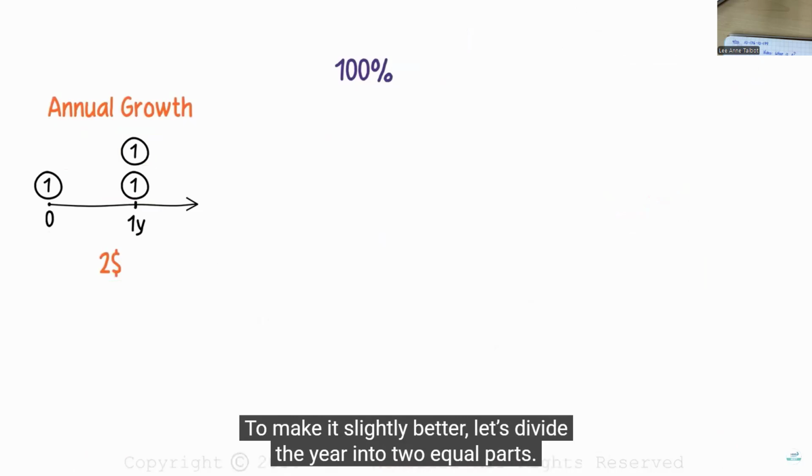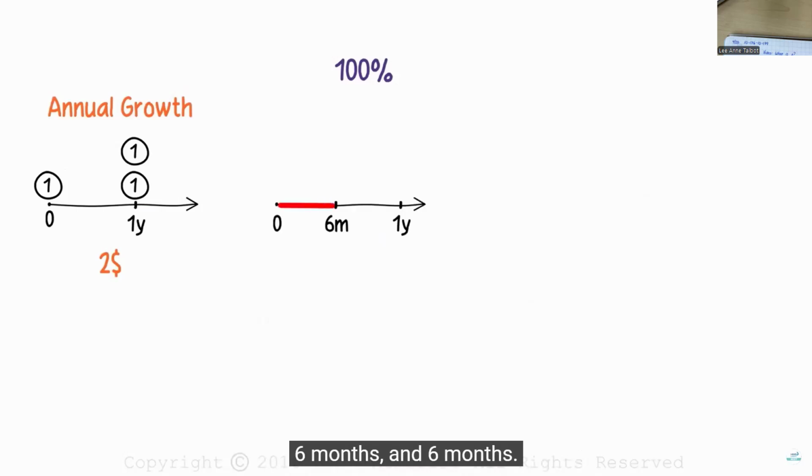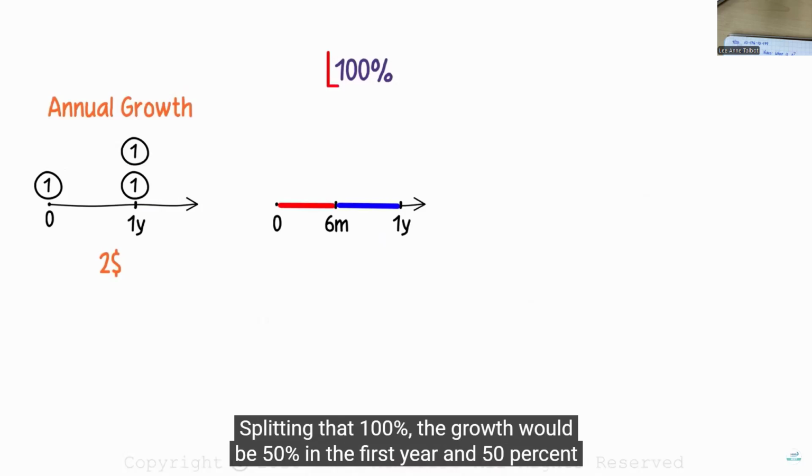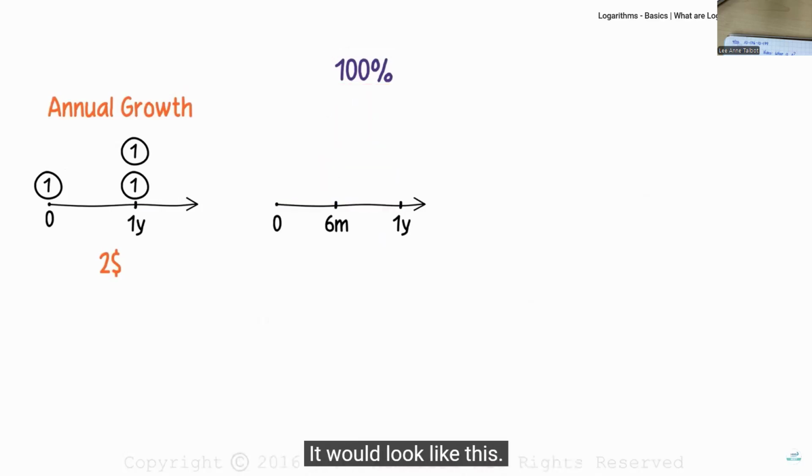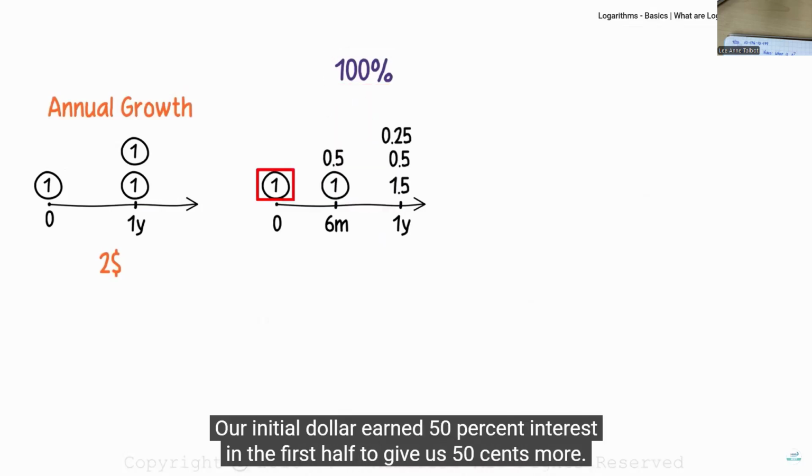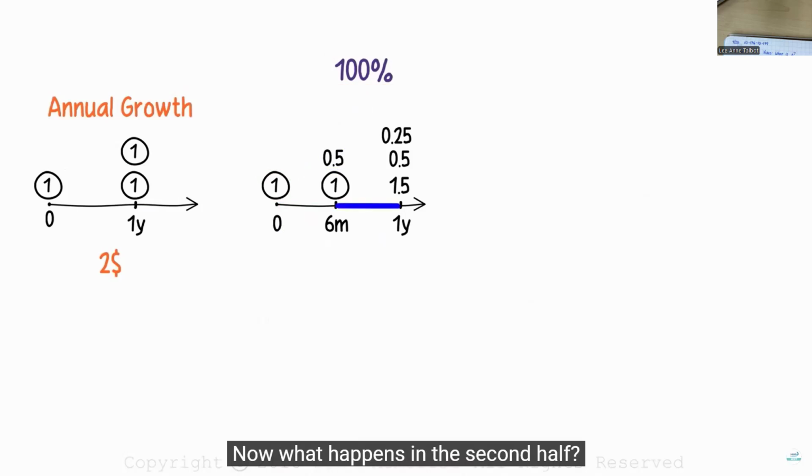To make it slightly better, let's divide the year into 2 equal parts, 6 months and 6 months. Splitting that 100%, the growth would be 50% in the first half and 50% in the second. It would look like this. Our initial dollar earned 50% interest in the first half to give 50 cents more. Now what happens in the second half? $1.50 remains as is. The growth is 50%. So 50% of $1 will be 50 cents.